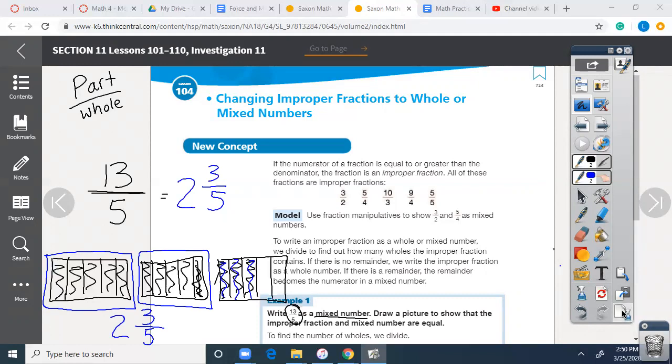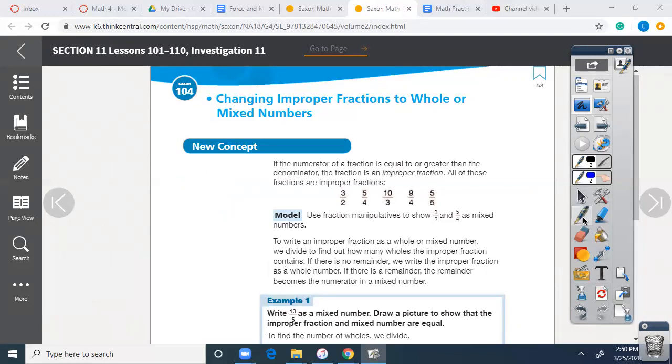All right, 13/5. We're going to do it a different way instead of drawing a picture. Okay? We can do it with division. We are going to do 13 divided by 5. 5 goes into 13 how many times? 5 goes into 13 2 times. So I put my 2 up there. 2 times 5 is 10. Then I subtract, and my remainder is 3.